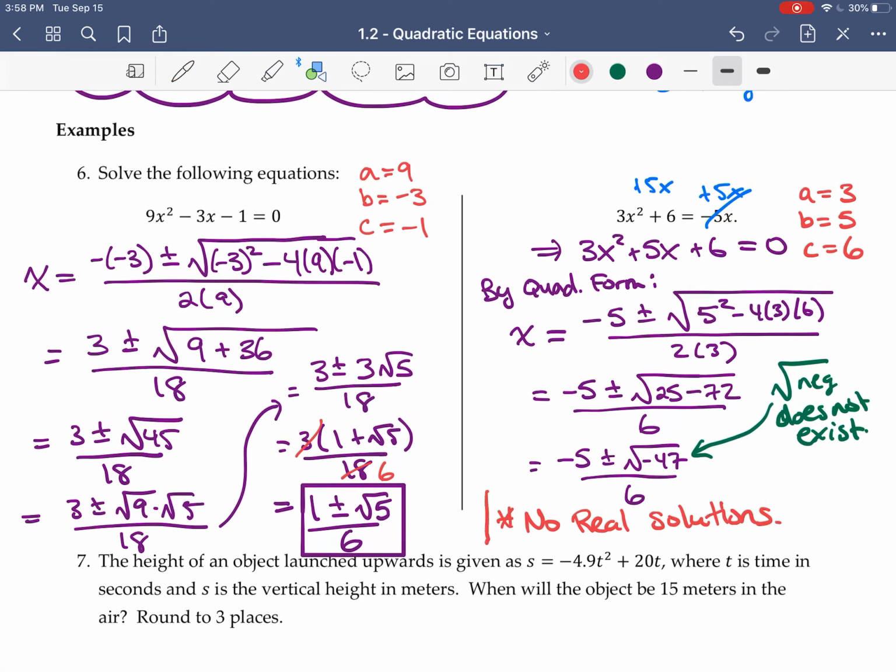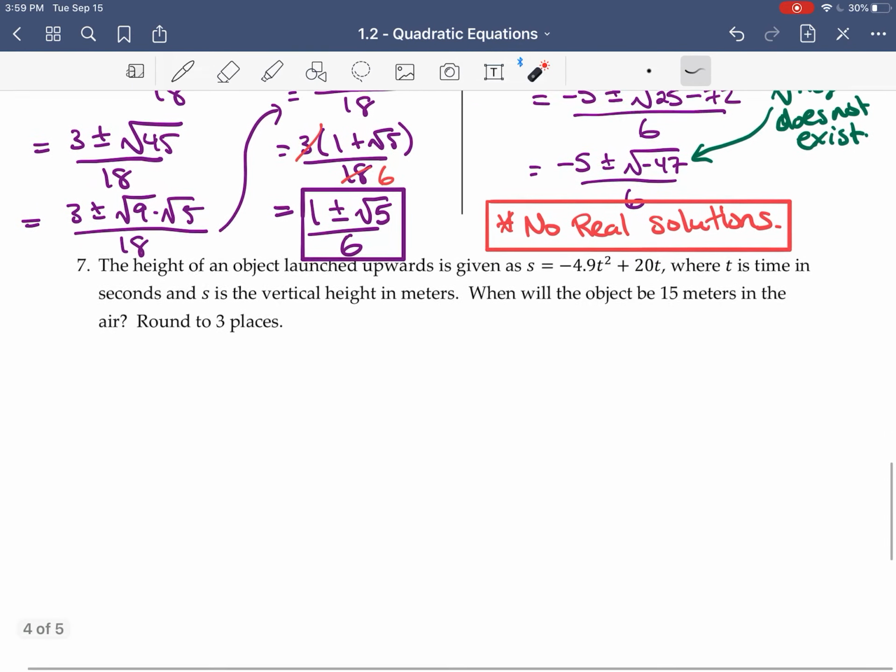Okay, so when you get a negative under that square root, which it talks about actually on the next page, this inside bit is the discriminant. Okay, so when it turns out to be a negative here, the square root of a negative never exists, so that's going to be when you get no solutions. Okay, one more example here.